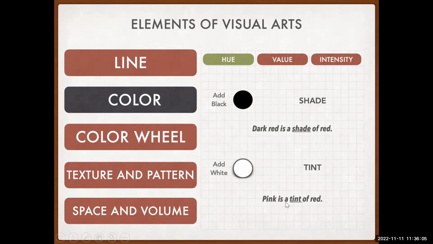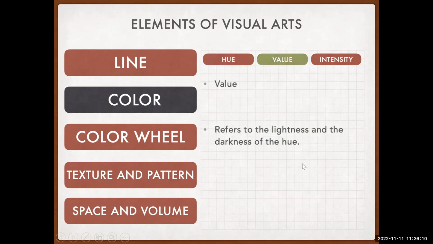Pink is a tint of red. So that's the difference of the two. When we talk about value, this refers to the lightness and the darkness of the hue. When we talk about intensity, it is referring to the darkness and the dullness of the color. So that's the difference of the three.